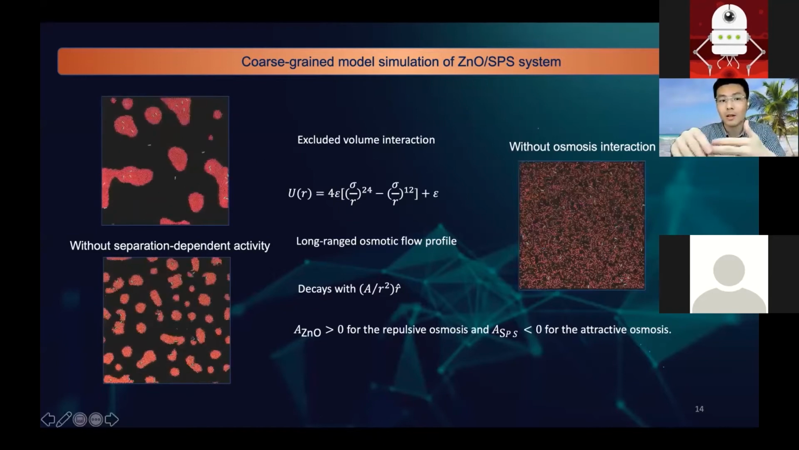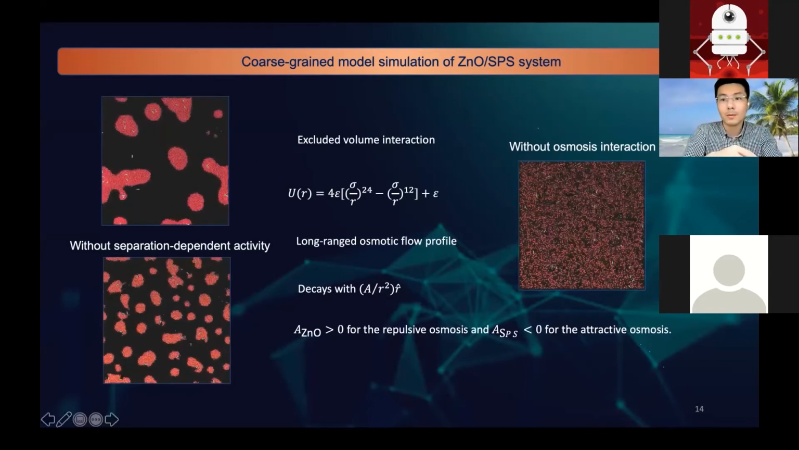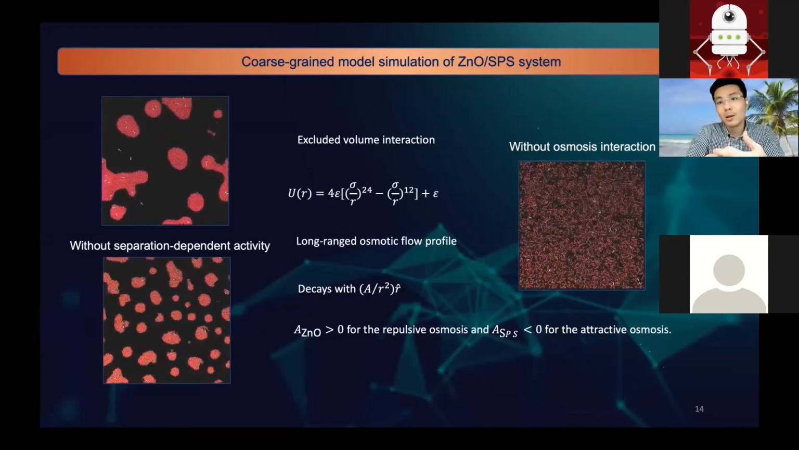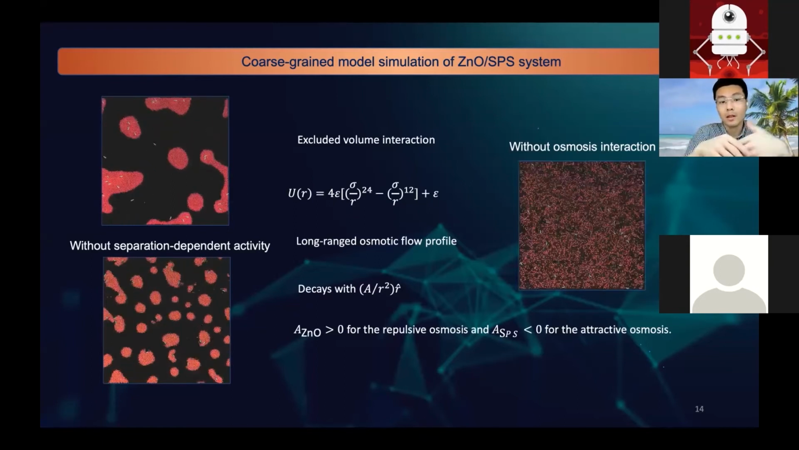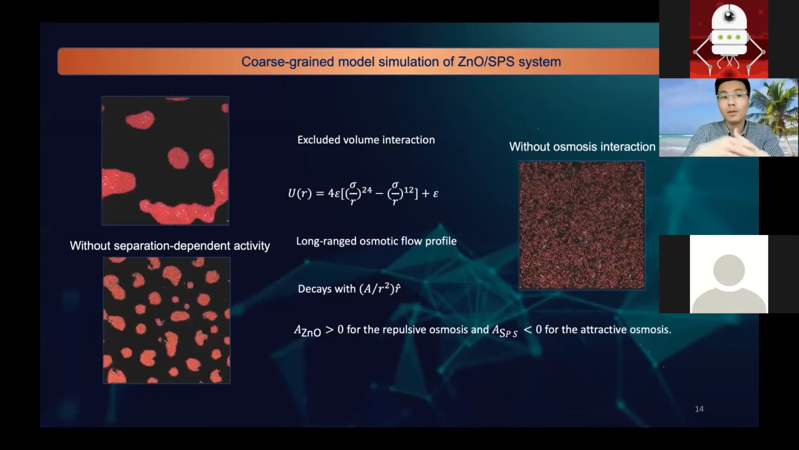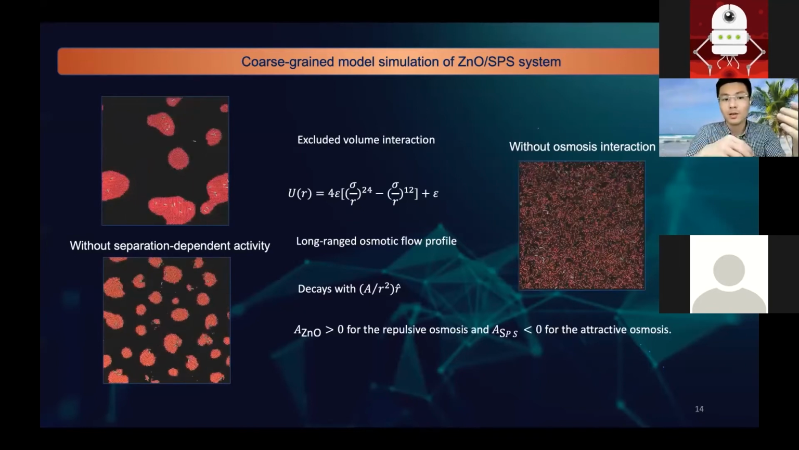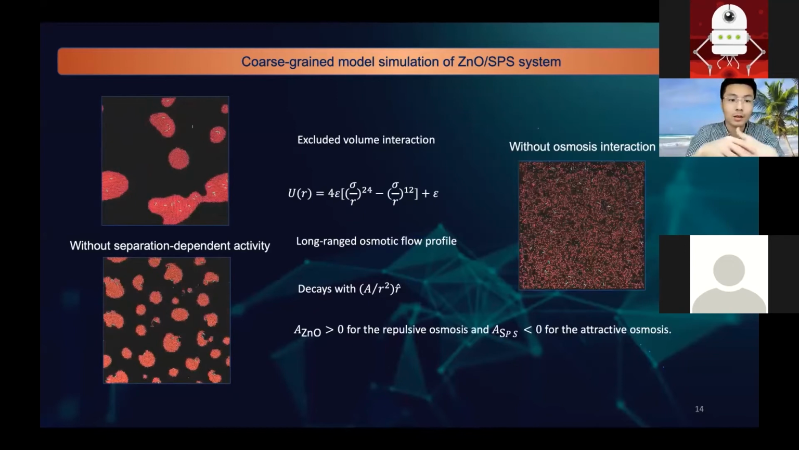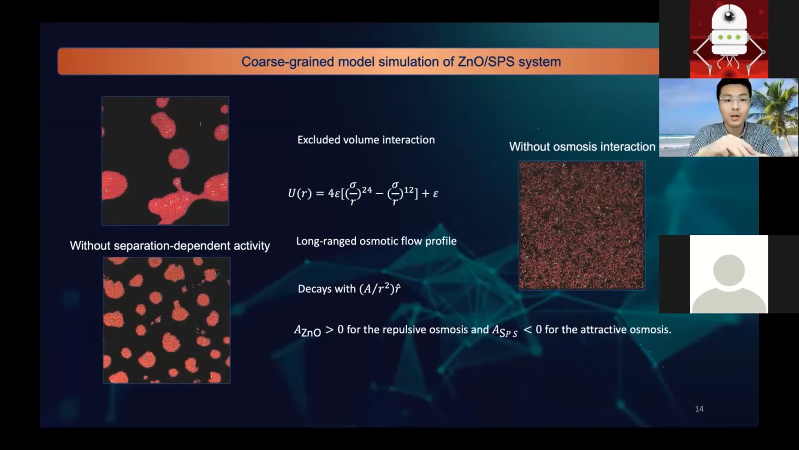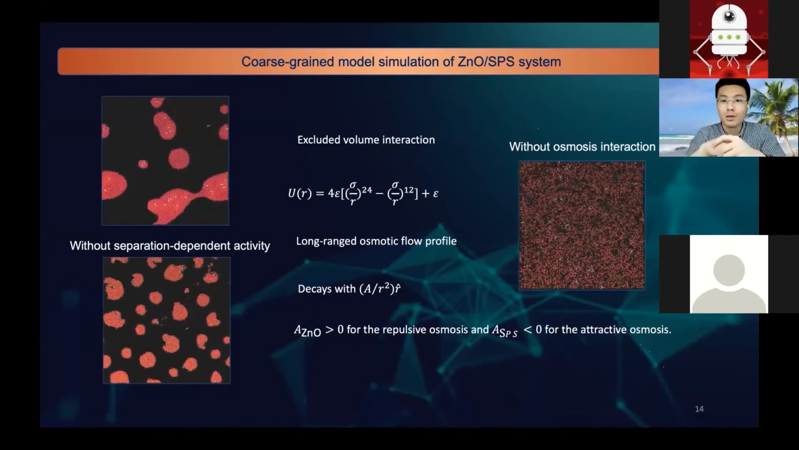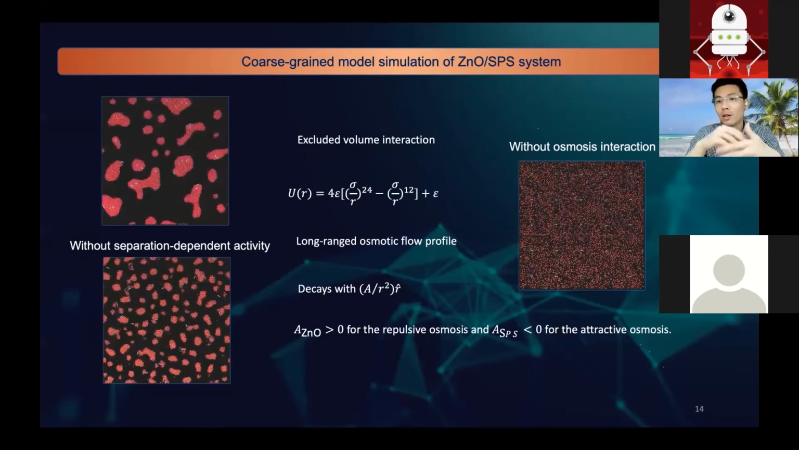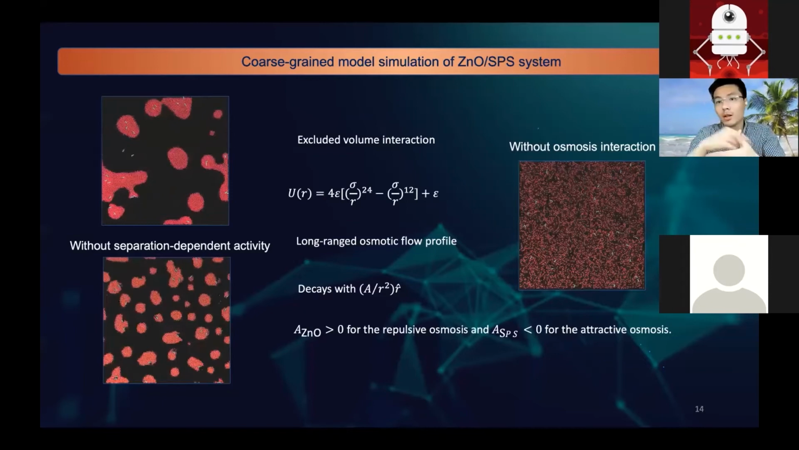As I mentioned in the previous slides, the separation dependent reactivity is very important to induce the swarming behavior in our system. When we remove the separation dependent reactivity in the simulation, the swarming behavior is severely weakened. Those particles can only form very small clusters. And when we remove the osmosis interaction between those particles, they can no longer interact with each other, so they cannot show the swarming behavior anymore.